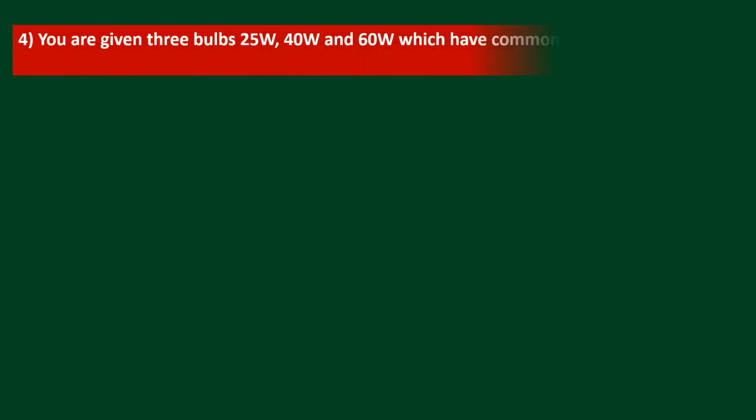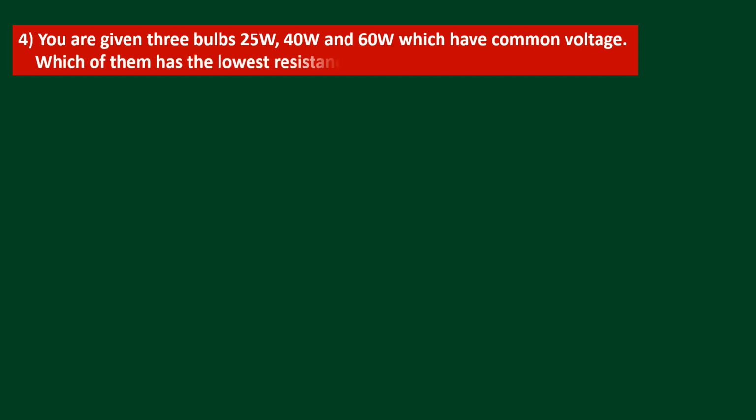Now another question. You are given three bulbs, 25 watts, 40 watts and 60 watts, which have common voltage. Which of them has the lowest resistance? And your options are 40 watts, 60 watts, 25 watts and insufficient data. Let us find the solution for this problem.